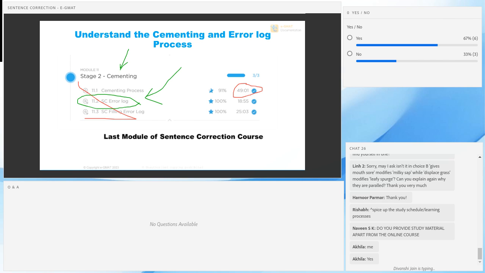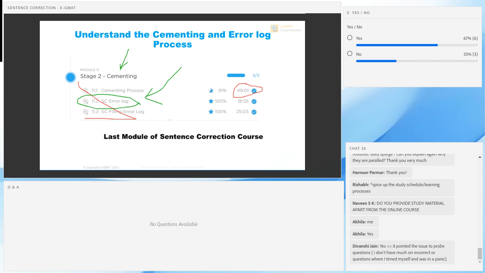So again, write to support at e-gmat.com. They're going to take a look at the error log real quick. They're not going to do the analysis of the error log. They're going to take a look at the error log and tell you whether you're filling it the right way or not. That's very important.